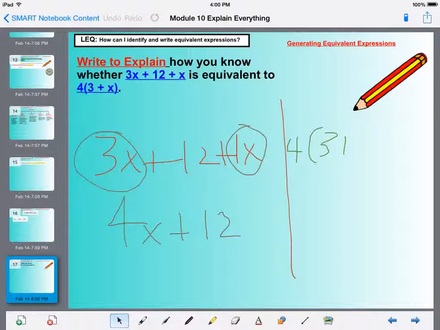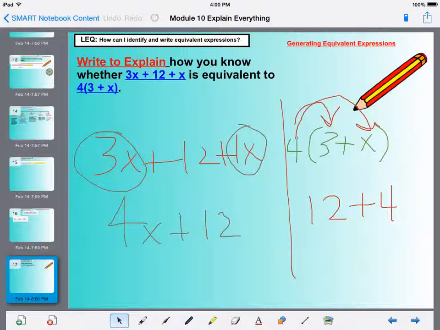Now I'm going to take a look at this next expression, and this one is 4 times (3 plus x). Again, I'm looking at a number outside the parentheses and numbers inside parentheses, so I should be thinking distributive property. Take this number on the outside, multiply it by everything on the inside of the parentheses. 4 times 3 is 12, plus 4 times x is 4x. Is the expression 4x plus 12 the same as 12 plus 4x? Well, the commutative property of addition says that we can change the order and it is still the same. So yes, these two expressions are equivalent.